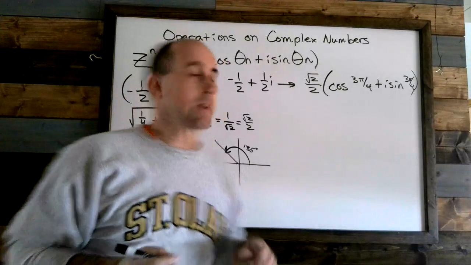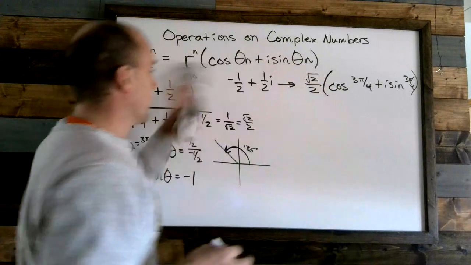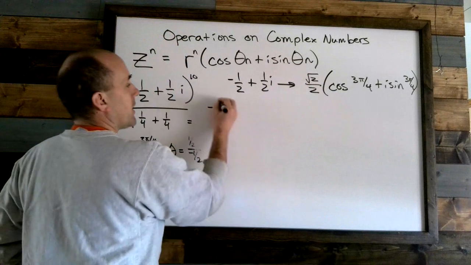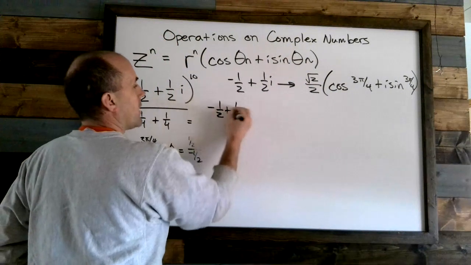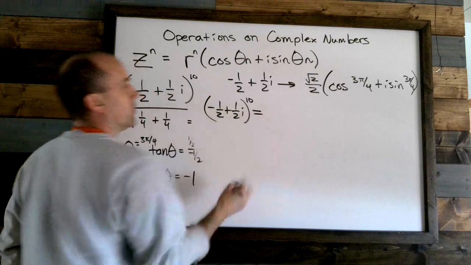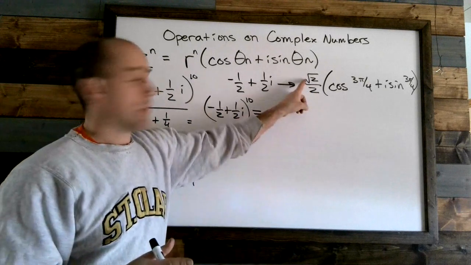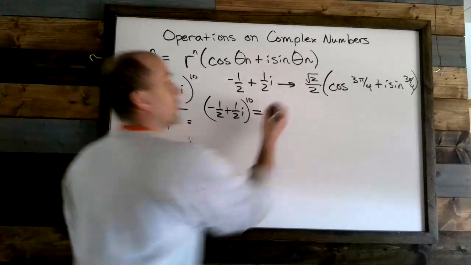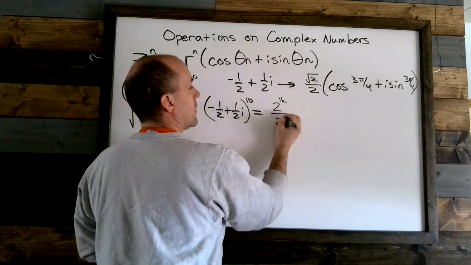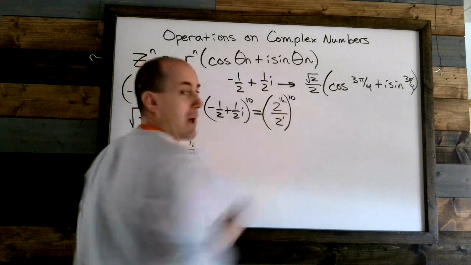So just checking on my time, we got 6 minutes. What I want to do here is raise this to the 10th power. Okay, I'm going to get rid of this stuff right here. So -1/2 plus 1/2 I raised to the 10th power is equal to, we're going to take that guy and raise that to the 10th power. What I do is I like to rewrite the square root so that it's 2 to the 1/2 over 2 to the 1, and we're going to raise that to the 10th power.